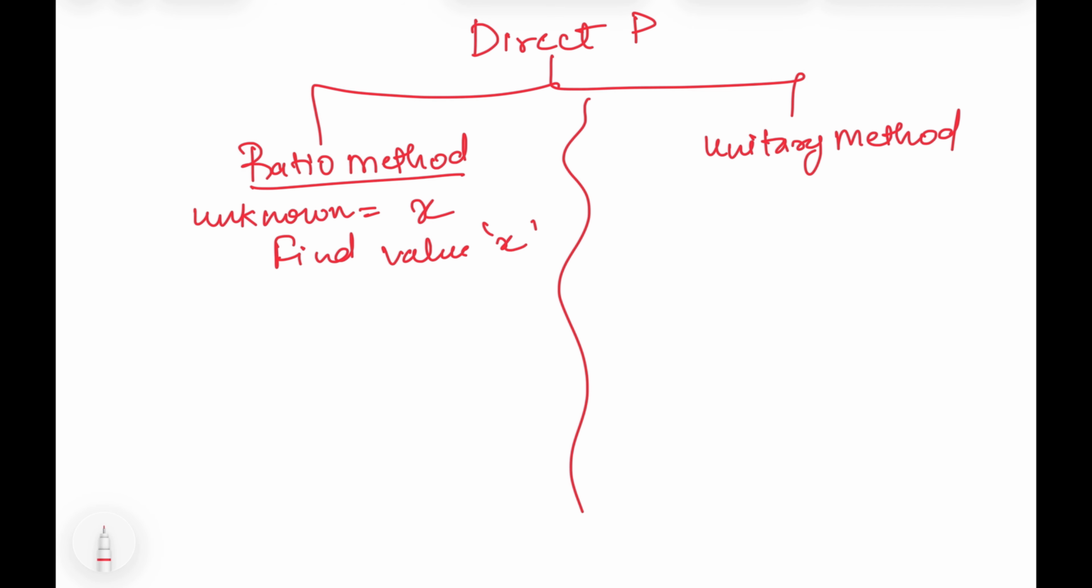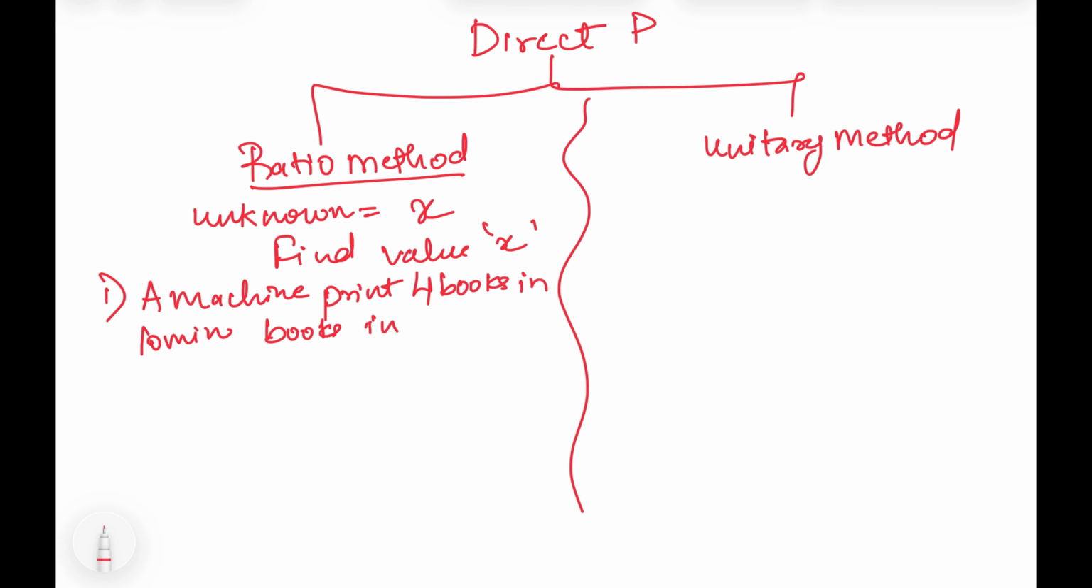x with the given information. Now to explain this, I will take up a very small example. Suppose there is a machine. The machine is printing, I think, 4 books in 10 minutes, say. Now they are asking how many books it will print in 2 hours. So it's printing 4 books in 10 minutes. How many books will it print in 2 hours? They are asking us that.